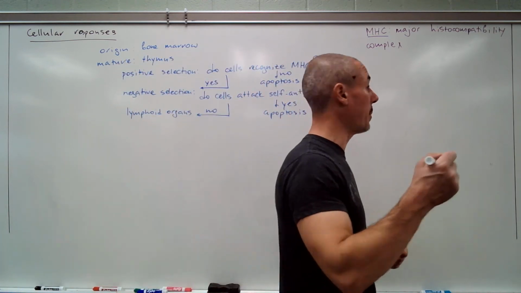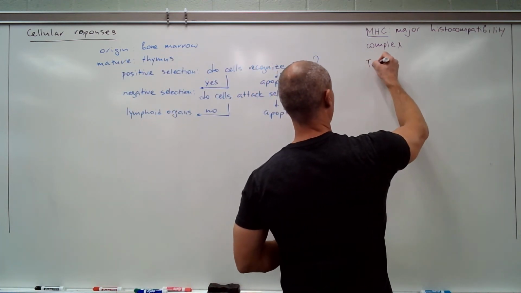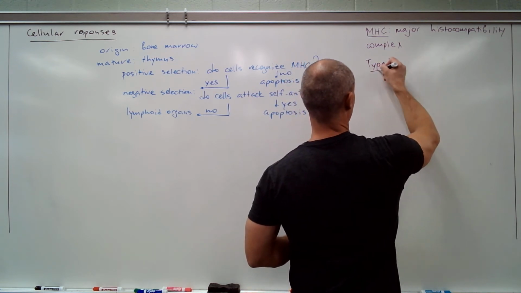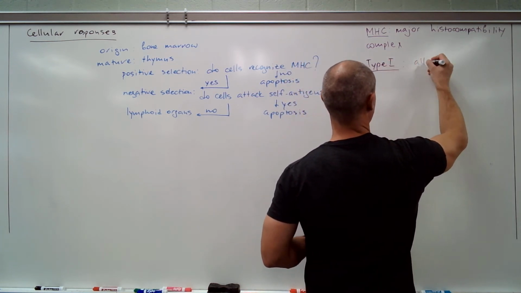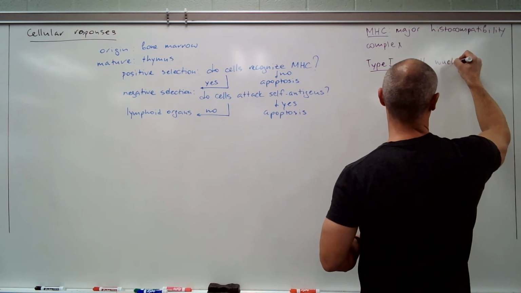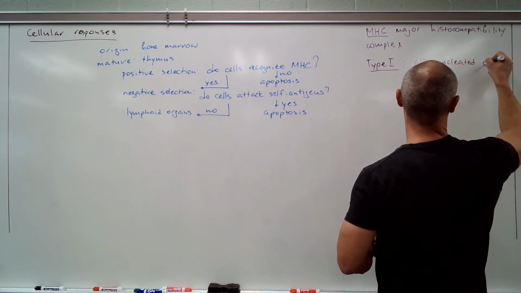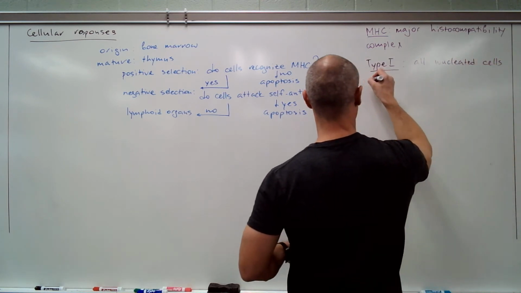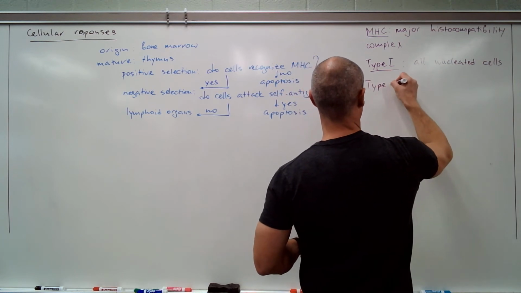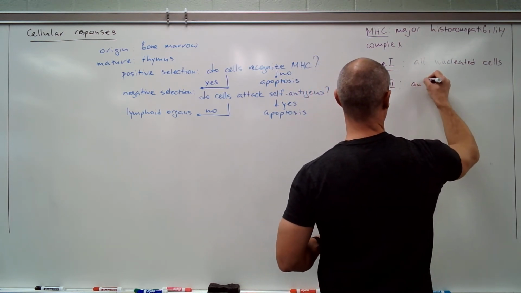So there are two types of MHC. Type 1 MHC is on all nucleated cells. Now type 2 is only on antigen-presenting cells.